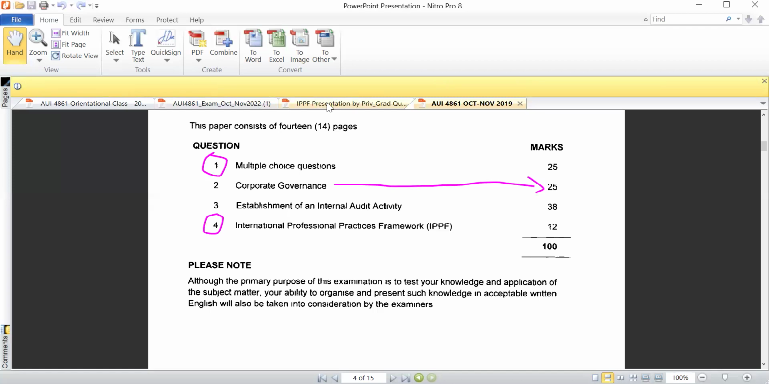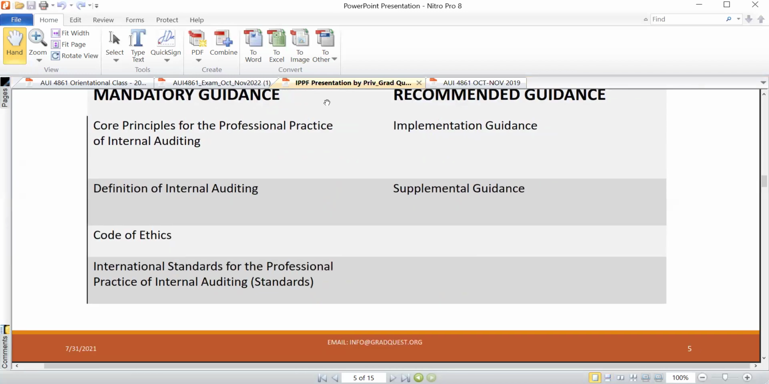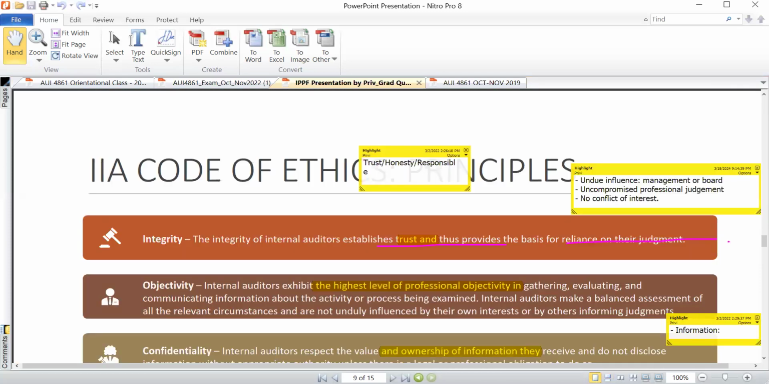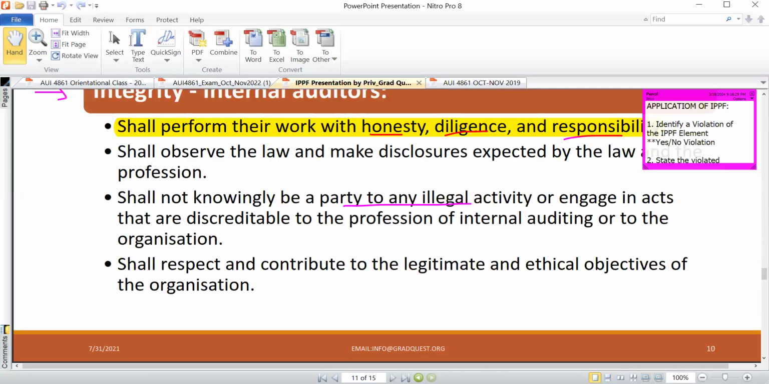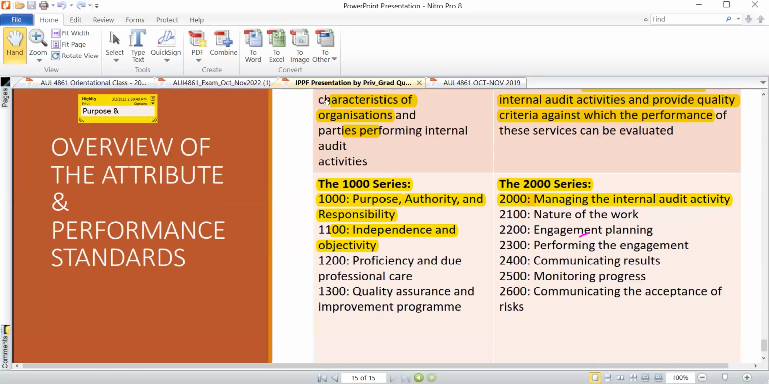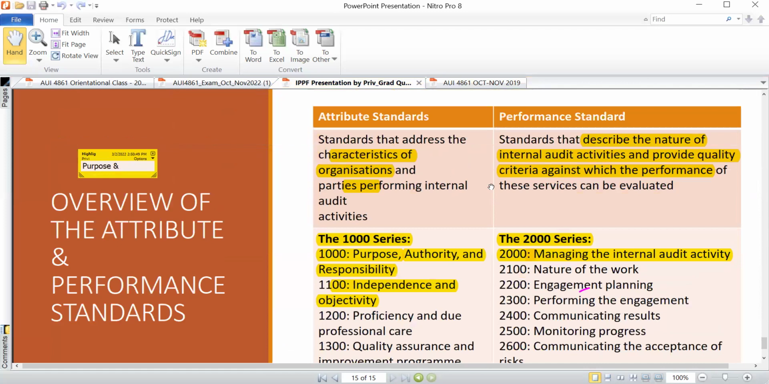So now, without any further ado, let me quickly take you to the IPPF standards, right? So I'm just quickly scrolling to the IPPF standards. So these are the IPPF standards. They are categorized into two broad categories, namely attribute standards and the performance standards, right?